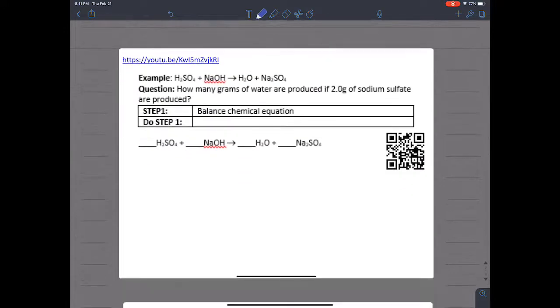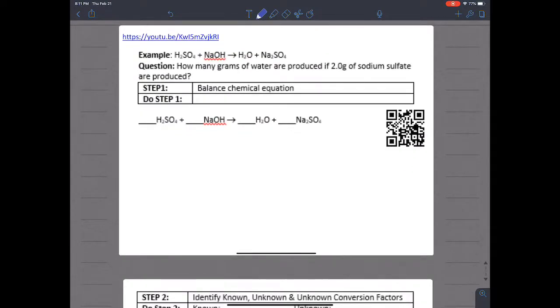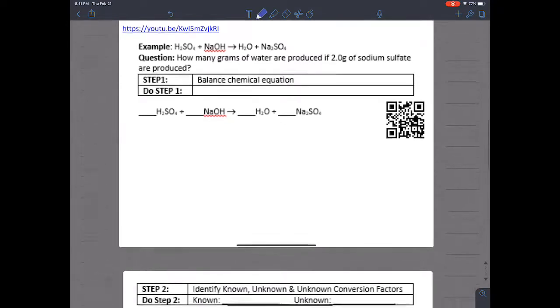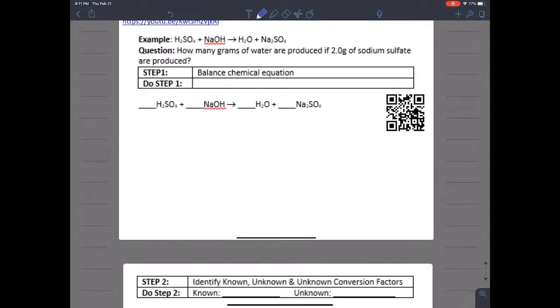Okay, so here is the first step of the packet, and you can see the links to the video from the lovely Miss Rogers from last year. If you like her better than me, by all means, watch her stuff instead of mine. So our first step is we need to balance this equation, because in order to get the proper ratio of moles, we have to have a balanced equation. So that's a first step in a lot of chemical endeavors.